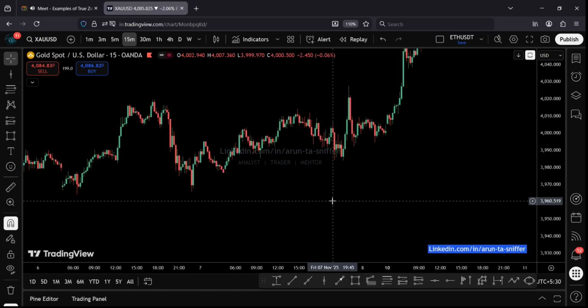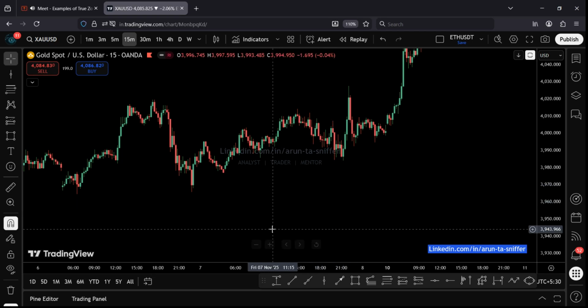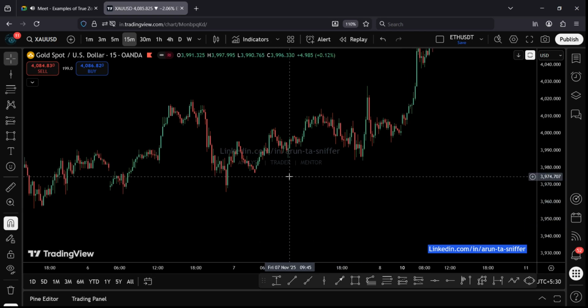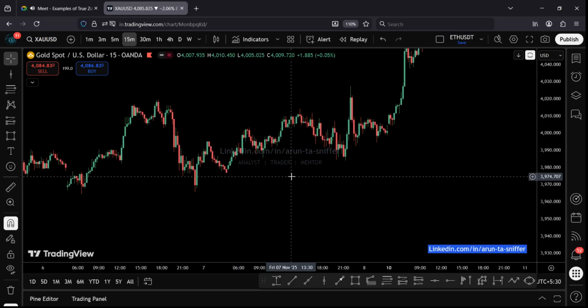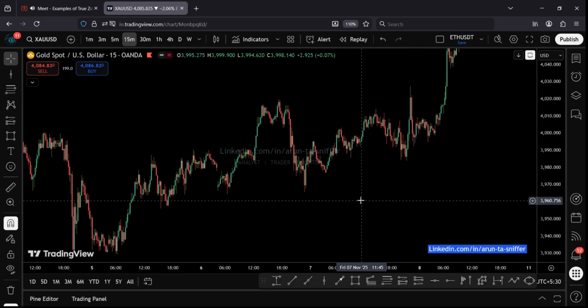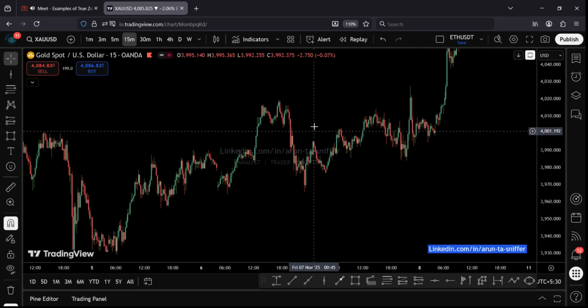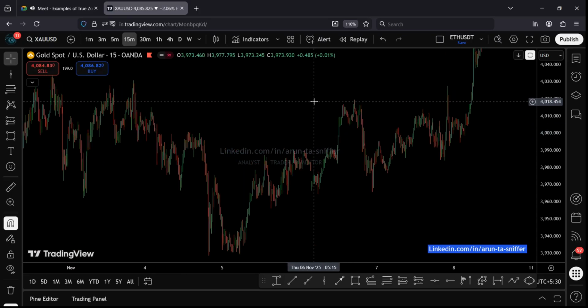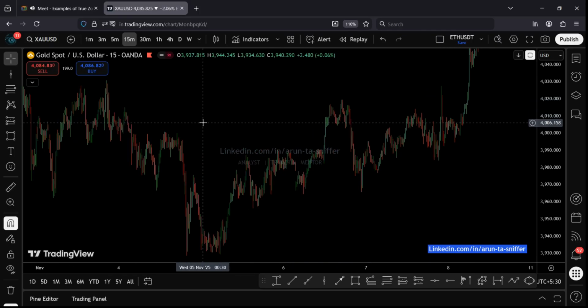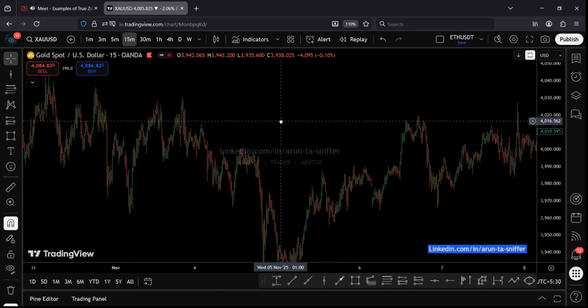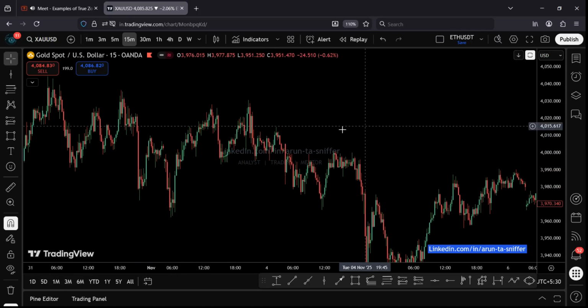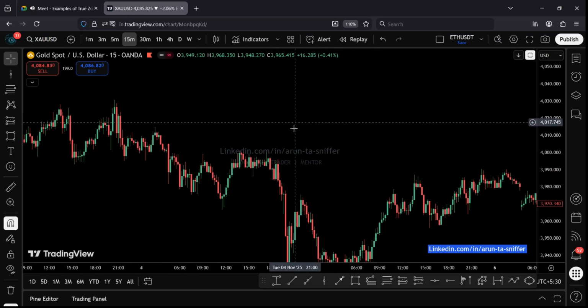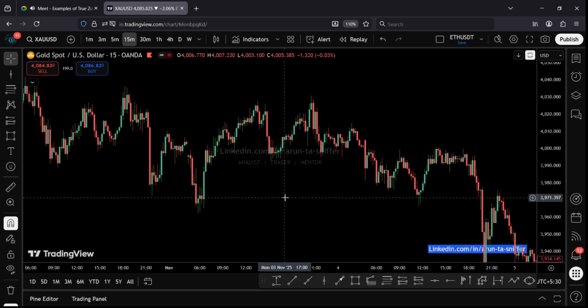To work with RSFL, you first need to find true zone. If you don't have true zone, you don't trade RSFL. Why? The head must be reacting to true zone. So yes, fine. This one, if you look at here, this one.